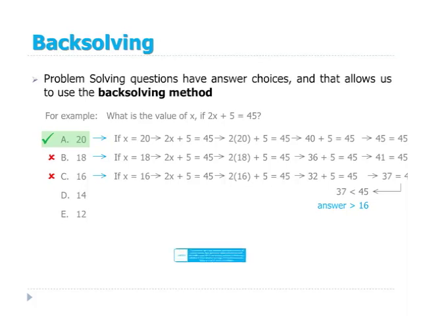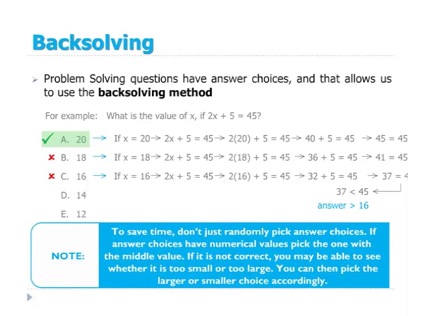Note, to save time, don't just randomly pick answer choices. If answer choices have numerical values, pick the one with the middle value. If it is not correct, you may be able to see whether it is too small or too large. You can then pick the larger or smaller choice accordingly.